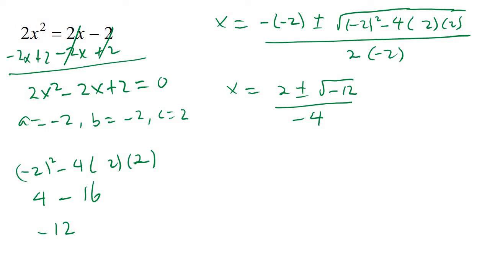Now let's move on. So the number inside the square root is actually a negative number. So if you try to take the square root of that, it's going to come out to be imaginary.